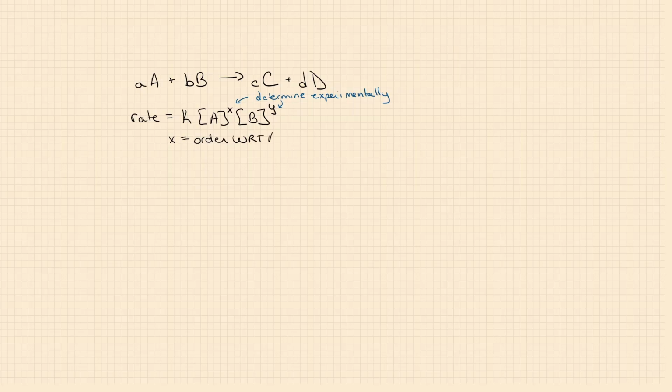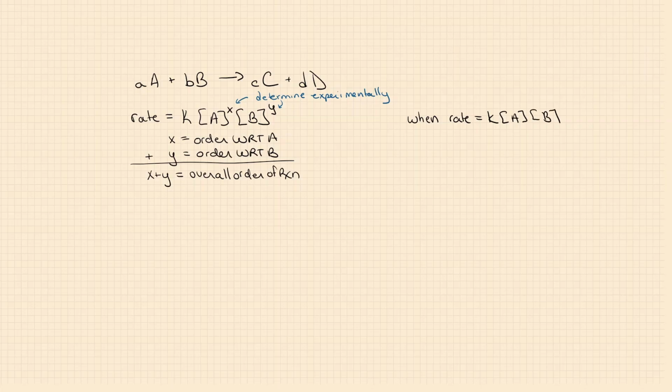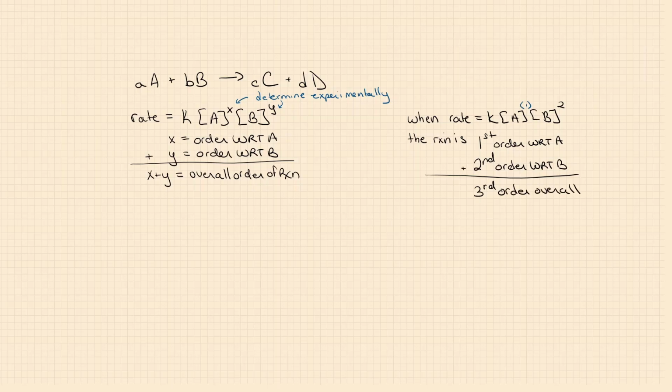So in this case, our order of the reaction would be X with respect to A, and our order with respect to B would be Y. If we add them together, X plus Y would be our overall order of reaction. For example, if we had a rate law where rate equals K times the concentration of A times the concentration of B squared, that reaction is first order with respect to A, because there's an unwritten 1 on top of the A, and second order with respect to B. And then 1 plus 2 is third order overall.